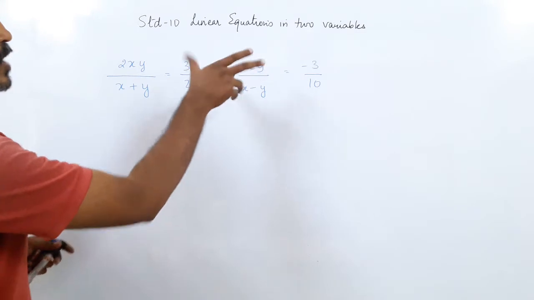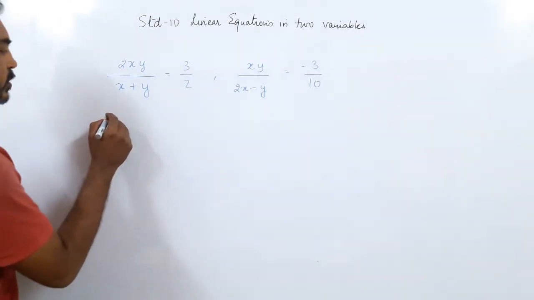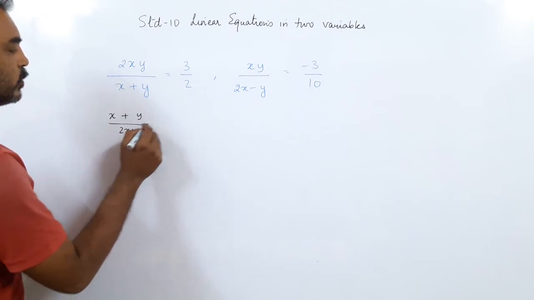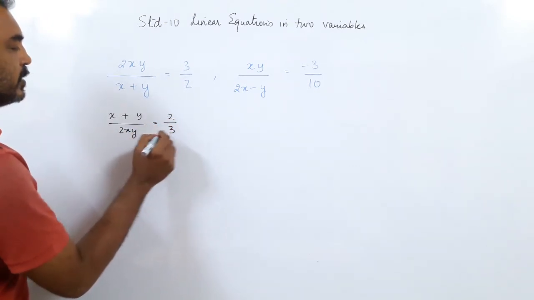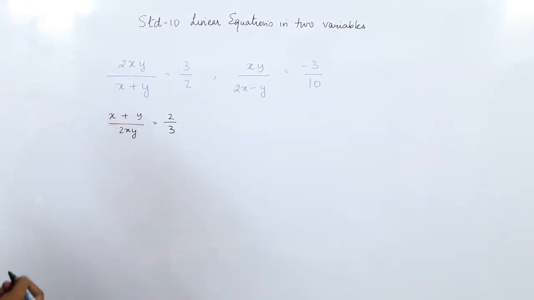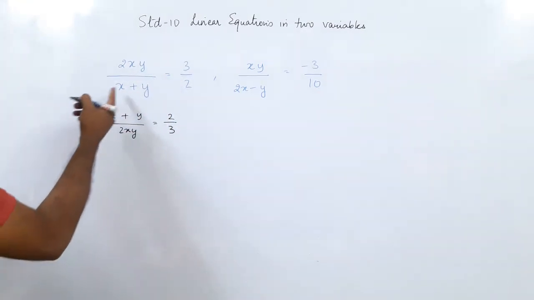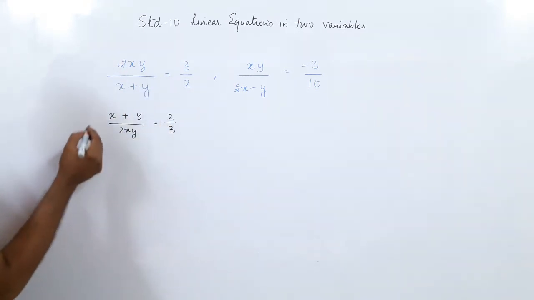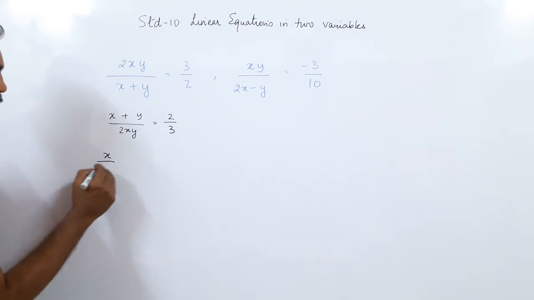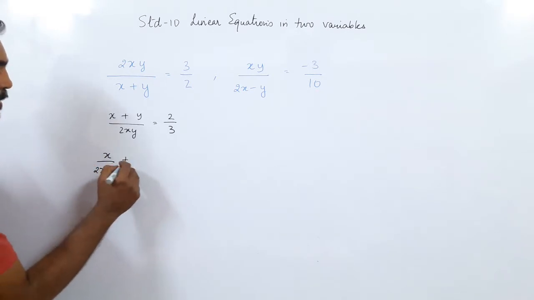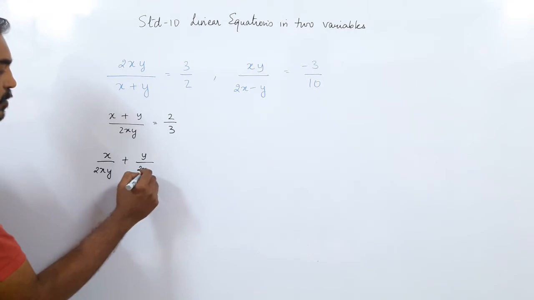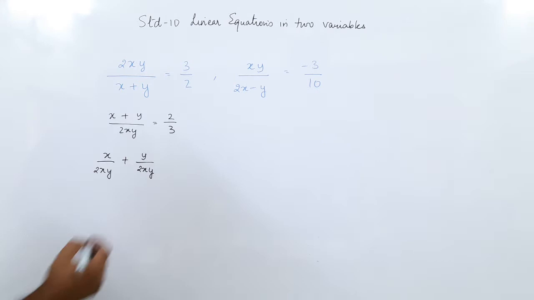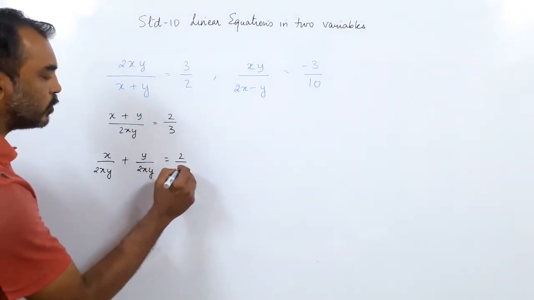So what I will do first is take the reciprocal. Taking the reciprocal, I get x plus y upon 2xy equal to 2 upon 3. What have I done? Taken the reciprocal. x plus y upon 2xy, reciprocal, equal to 2 upon 3. Now what will I do here? The numerator I will separate, with the common denominator. So what I have taken is x upon 2xy plus y upon 2xy equal to 2 upon 3.